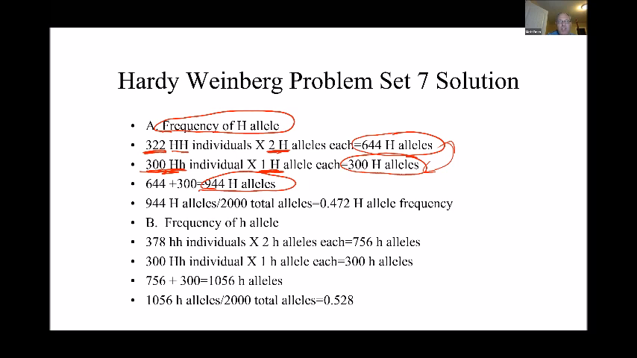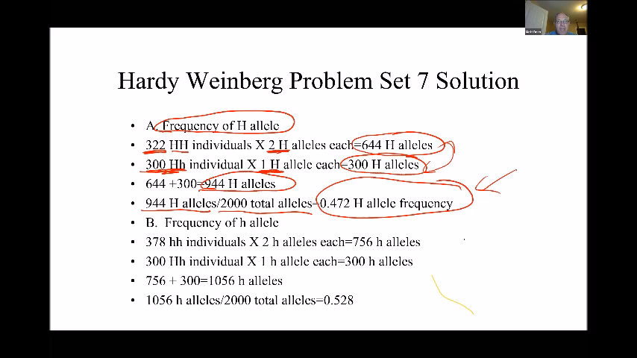Well, since there were 1,000 people, that means there were 2,000 total alleles. So 944 out of that 2,000 total alleles gives us a big H allele frequency of 0.472. So that's our big H allele frequency, 0.472.